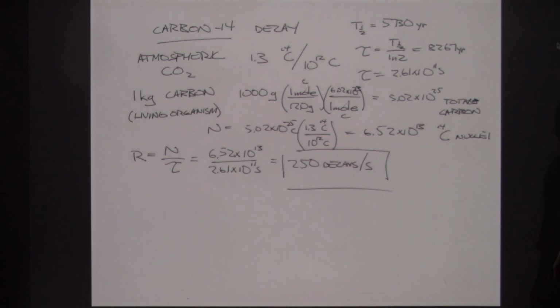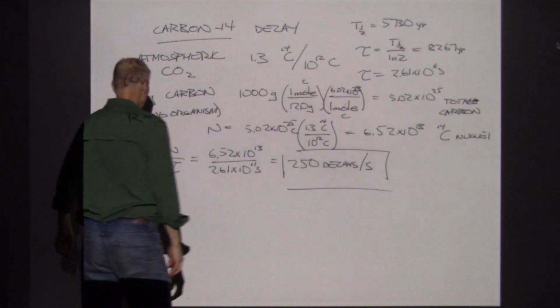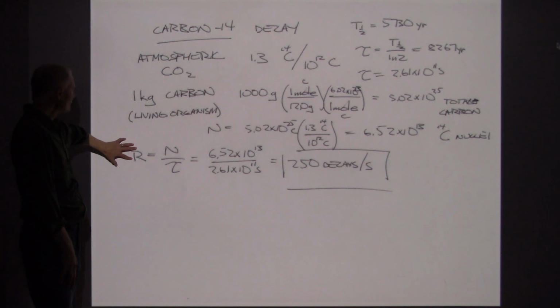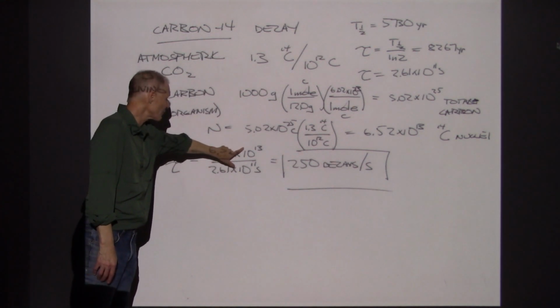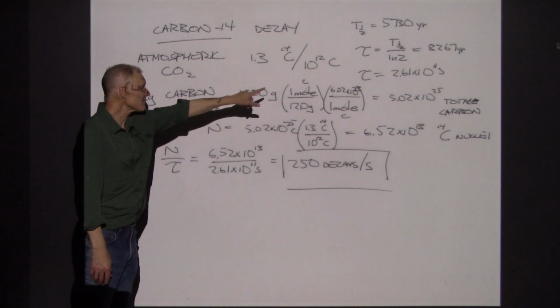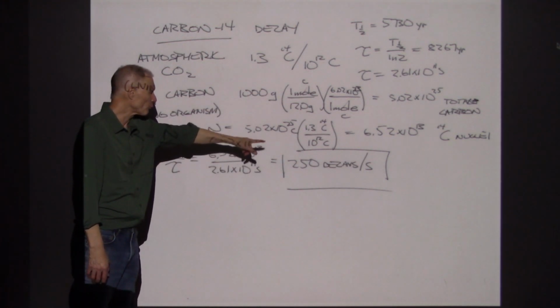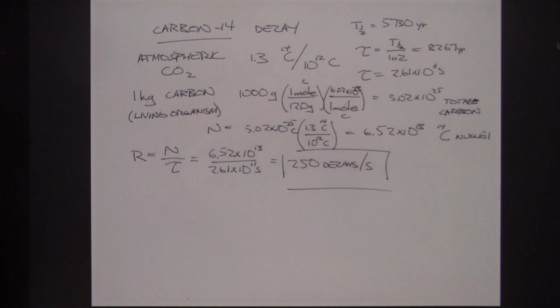So don't stand too close to other people because they're radioactive. What's the rate of decay for 1 kilogram of carbon? Well, it's 6.52 times 10 to the 13 radioactive carbon-14 nuclei divided by the lifetime. Wow, for every kilogram of carbon that you're made out of, you're going to have 250 decays per second of the carbon-14.